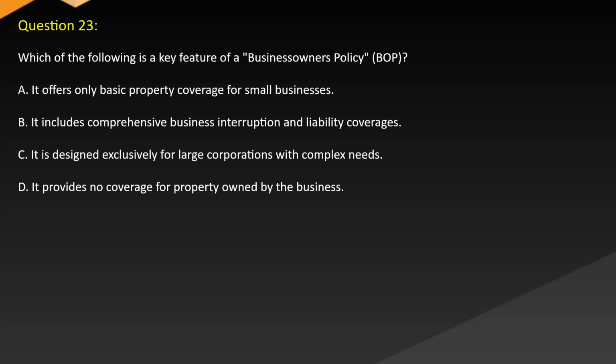Question 23. Which of the following is a key feature of a business owner's policy? A. It offers only basic property coverage for small businesses. B. It includes comprehensive business interruption and liability coverages. C. It is designed exclusively for large corporations with complex needs. D. It provides no coverage for property owned by the business.